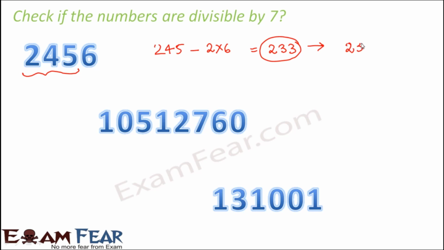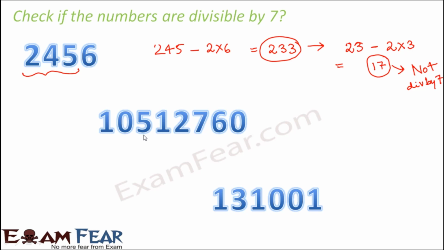So except the last number, the entire number is 23 minus 2 times the last digit, that is 2 into 3. So this is equal to 23 minus 6, which is 17. Now is 17 divisible by 7? No. So the number is not divisible by 7. Let us look at the next number.